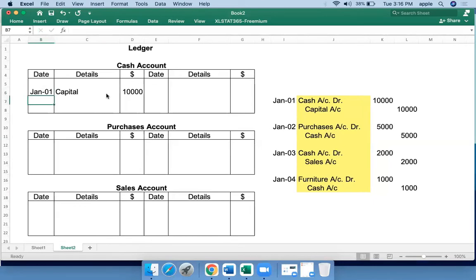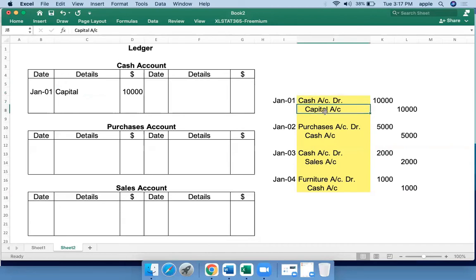But then isn't it the opposite though? No, we are posting in the cash account. So cash is debit now, so take the debit side. It is debited by how much money? 10,000, you will put here. And in the detail column, you will always write the name of the opposite account. So here capital is the opposite to cash, right? So we are done in the cash account.